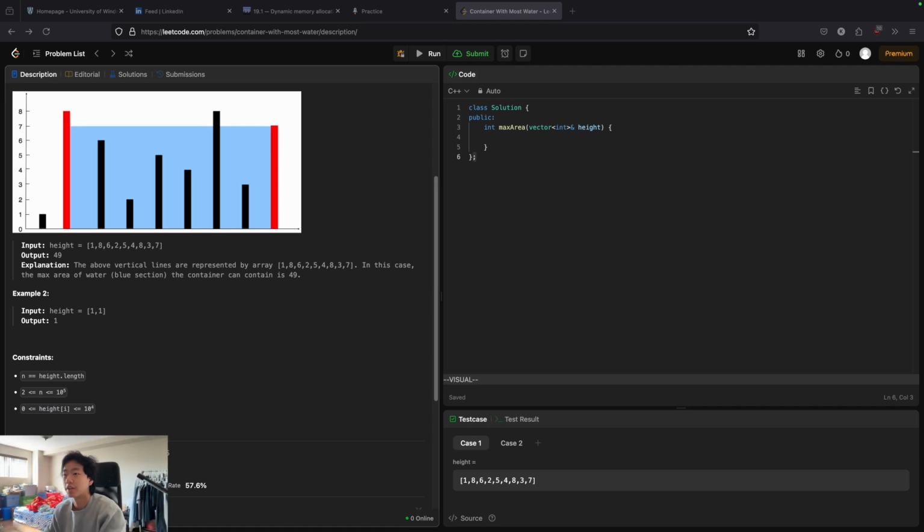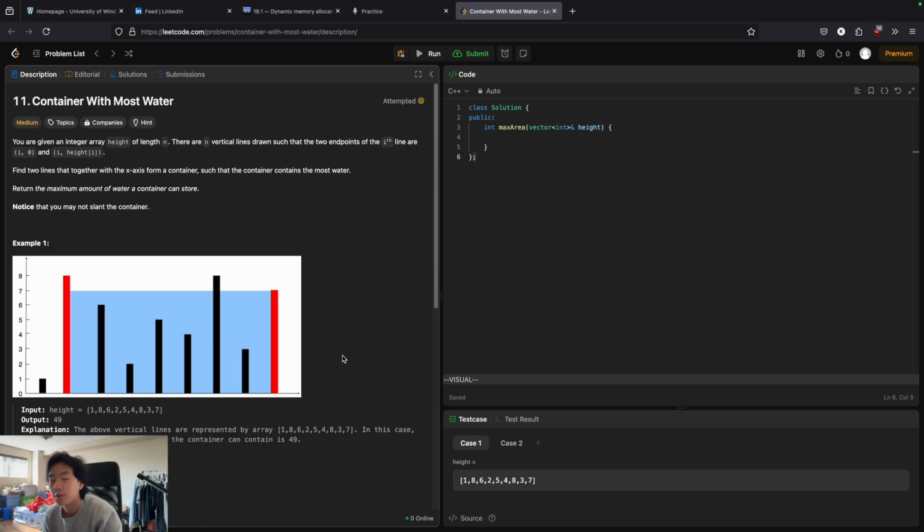Hello guys, today we're gonna solve this question. We're gonna practice our two pointers. It will be Container With Most Water.